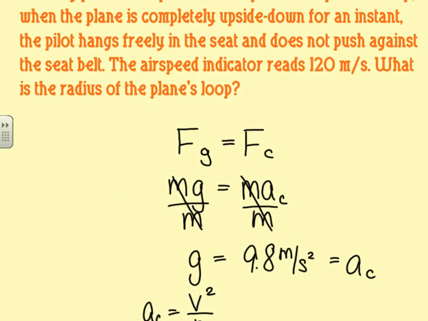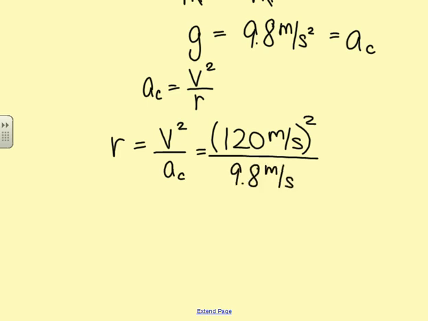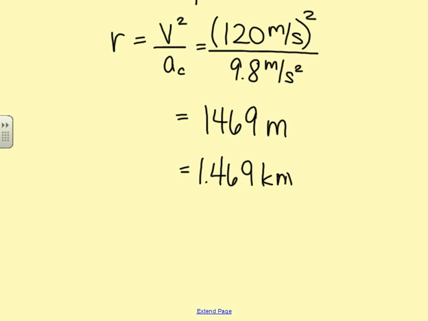In the problem, we're told that his airspeed indicator is reading 120 meters per second. So we plug that in for the speed, 120 meters per second. We square it, that's very important, and then we plug in 9.8 meters per second squared for the centripetal acceleration. And we find out that the radius of this path is 1,469 meters. You could also express that in kilometers as 1.469 kilometers. It's a very large radius, but he's going at a very high speed.